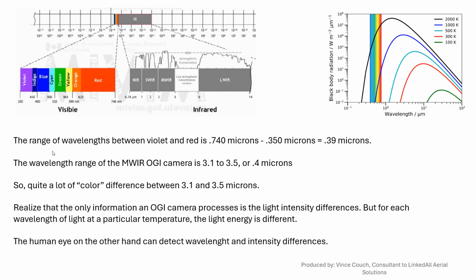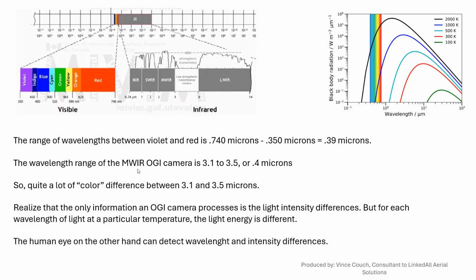Is that a problem? So what I decided to do is figure out the range of wavelengths between violet and red, right? The visible colors. So this is 0.74 microns, which is 740 nanometers, that's 7.4 times 10 to the minus 7 meters. That's 0.74 microns, and this is 0.35 microns. So the difference is 0.39 microns. That's the range of all the visible colors we see.